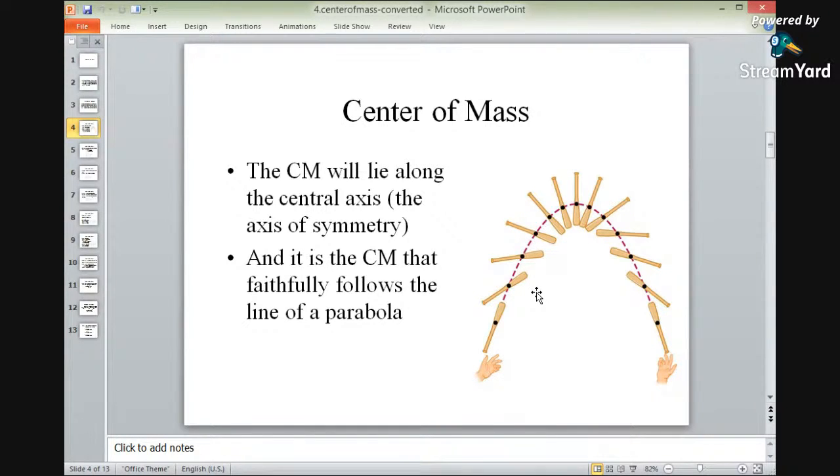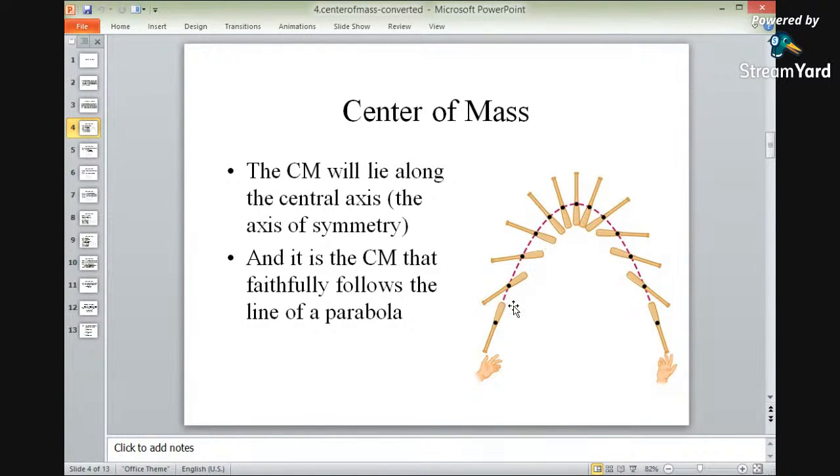Again, the center of mass will follow the line of a parabola. In this, it depends upon the different objects. Here it is in the parabolic shape. In some cases, it will be in a different shape also. So here, while throwing this, the shape taken is nothing but the parabolic shape.